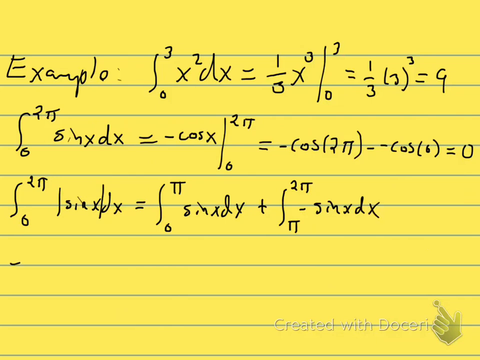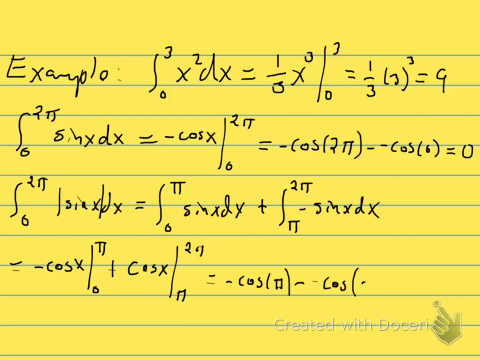Okay? And the antiderivative of sine is negative cosine, and we're going to evaluate that between 0 and pi. And the antiderivative of minus sine is cosine, and we're going to evaluate that from pi to 2 pi, and we'll just do each part separately. So negative cosine of pi minus negative cosine of 0 plus cosine of 2 pi minus cosine of pi.